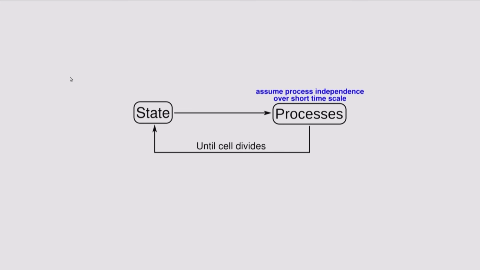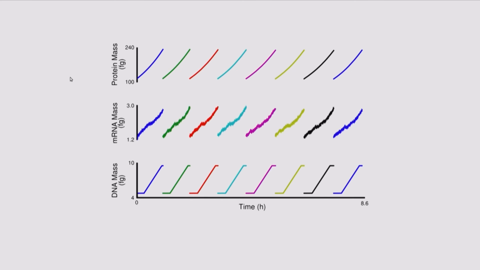The first one, we're going to look at the cell composition. We're going to look at the protein, RNA, and DNA mass in the cell. And what we notice is that these all double over the cell cycle with different dynamics. It's actually not trivial to find a set of parameters which results in that behavior. And what's nice is that this is relatively stable over many generations.